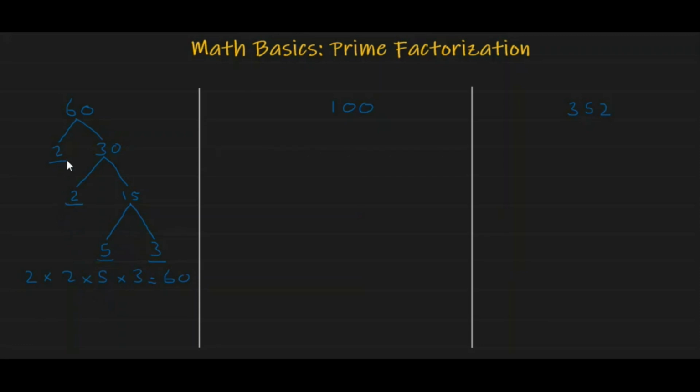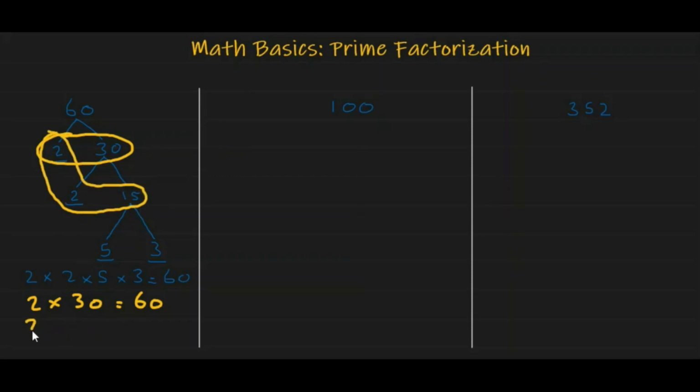Or you could also just, let me use a different color, you could also just go with one line. 2 multiplied by 30 will also give you 60. You could also go with 2, 2, and the other line. 2 multiplied by 2 multiplied by 15 is 60. Or, as we originally did, 2, 2, 5, and 3.